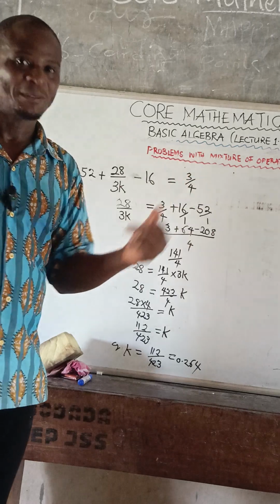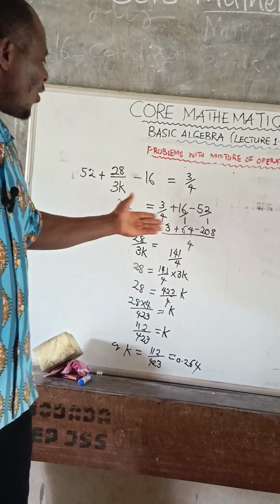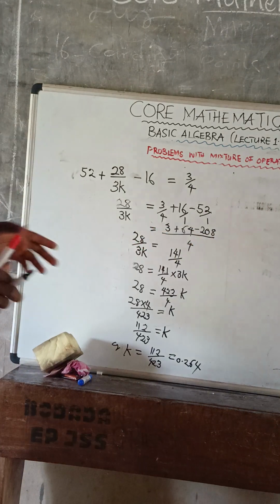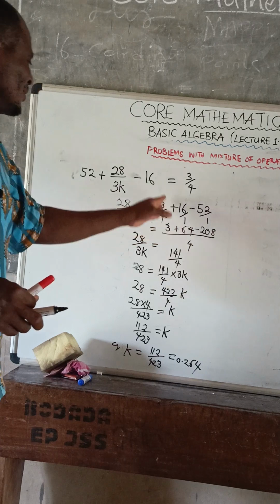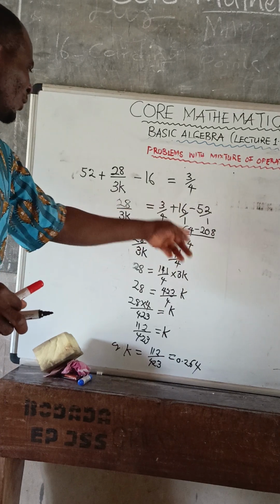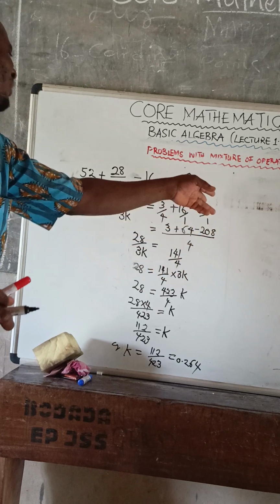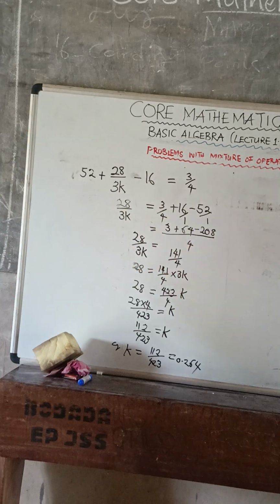And we know if you're adding or subtracting fractions, you are actually going to find the LCM. So for the denominators, the LCM of it will be 4. And when we do 4 divided by 4, 1, times 3 is 3. Then 4 divided by 1 is 4, and 4 times 16 is 64. And 4 divided by 1 is 4, times 52 is 208. And the total of all that is 141 over 4.